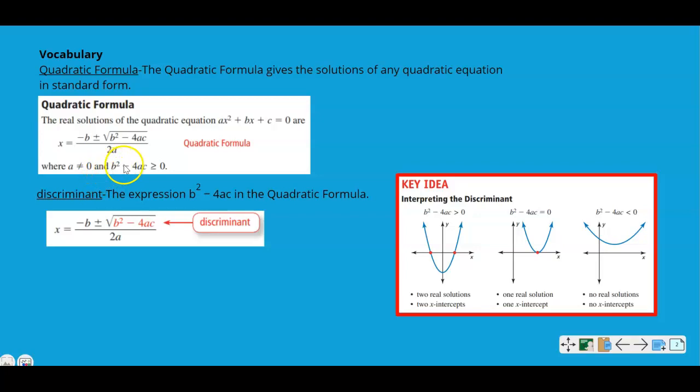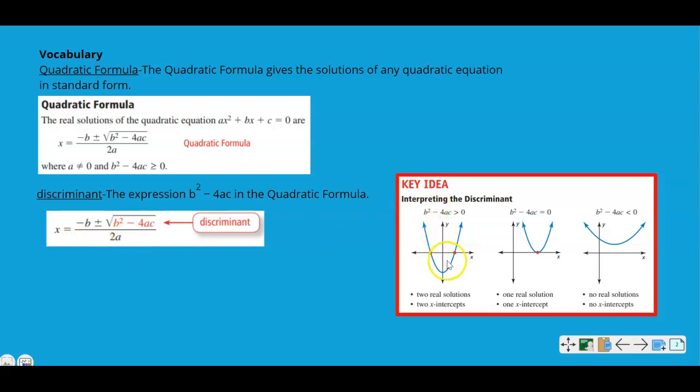And b squared minus 4ac has to be greater than or equal to 0. So what is b squared minus 4ac? This is known as the discriminant. All right, the discriminant tells you some very valuable information. So it is part of the quadratic formula.